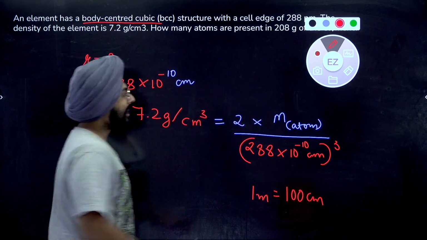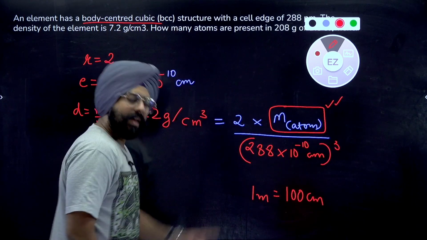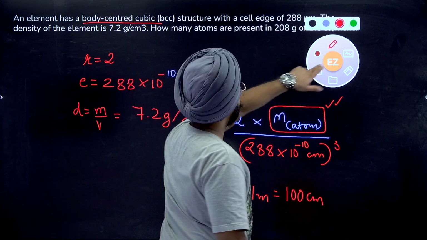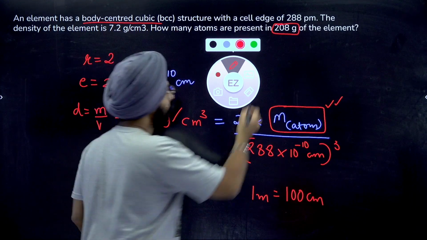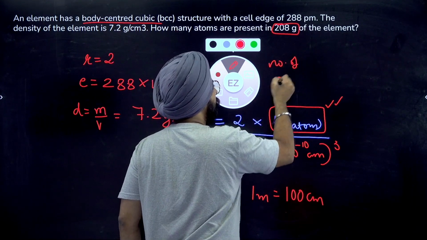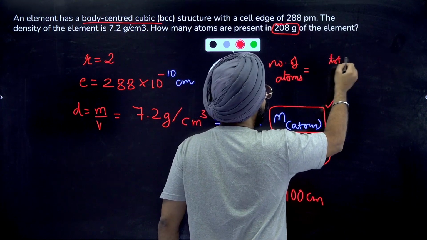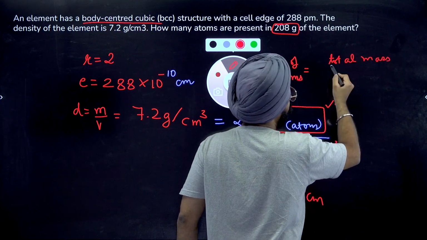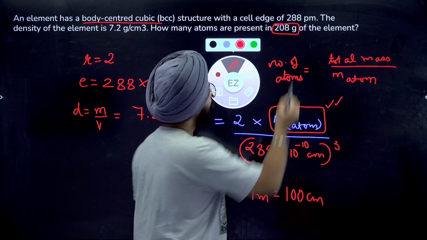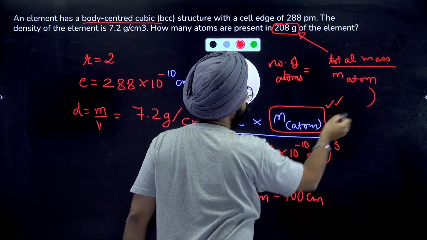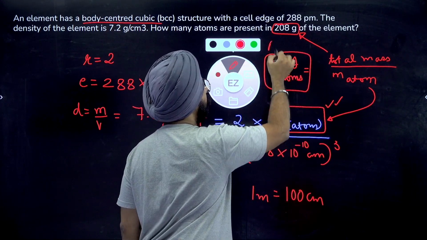From here, do you realize I can calculate the mass of one atom? If I can calculate the mass of one atom, total mass of atoms is given. Number of atoms will be equal to total mass divided by mass of one atom. Isn't it? This is total mass. Mass of one atom can be calculated from here. This, my dear friends, will be our answer.